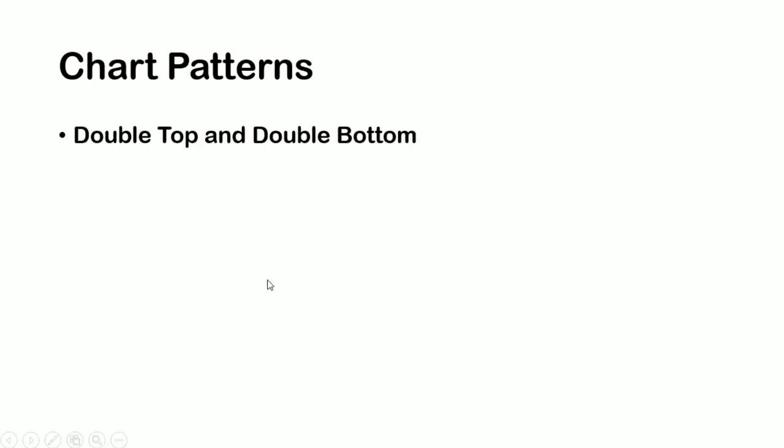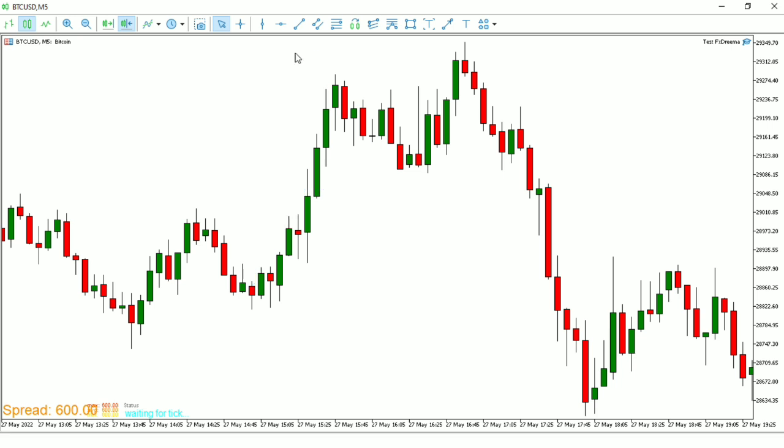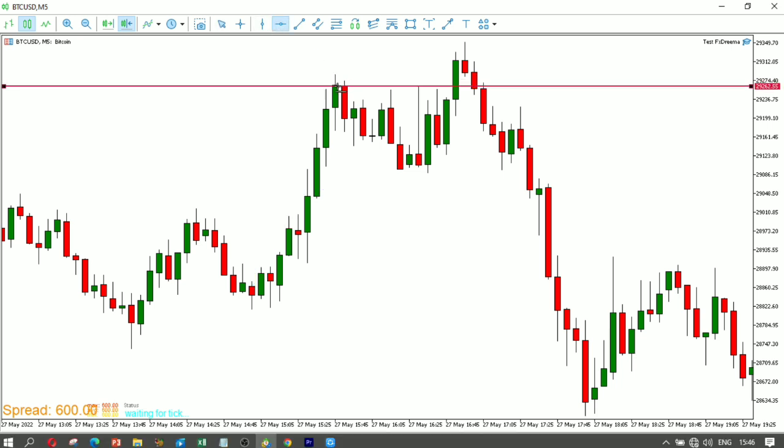So the next entry trigger that we have is the double top and double bottom patterns. This is an example of a double top. You can see the market moving in an upside direction here, and at this point here the market creates the first top right there. Then the next thing you see is the market moving down and now up again. So it creates the first top here, and now it created the second top here.